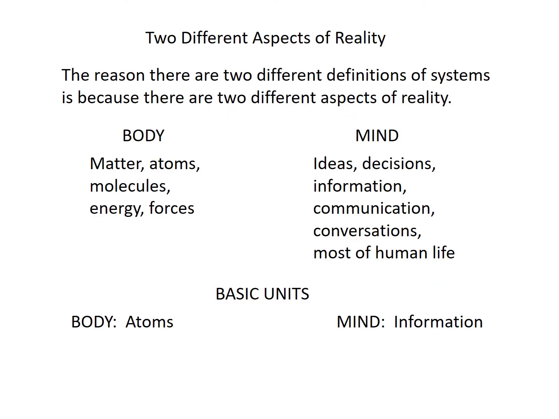There are two different definitions of systems because there are two different aspects of reality, body and mind. Body, of course, is made up of matter and energy, atoms, molecules, forces, etc. Mind, on the other hand, is made up of ideas, decisions, information, communication, conversations, in fact, most of human life. Now, there are basic units. The basic unit of the body is atoms, and the basic unit of the mind is information.